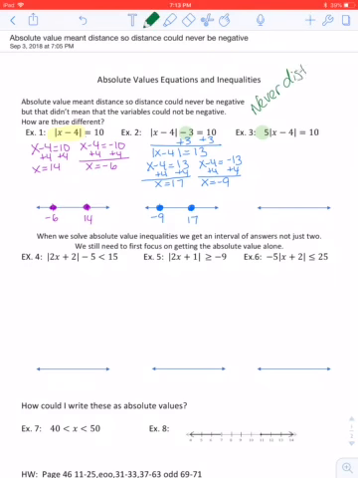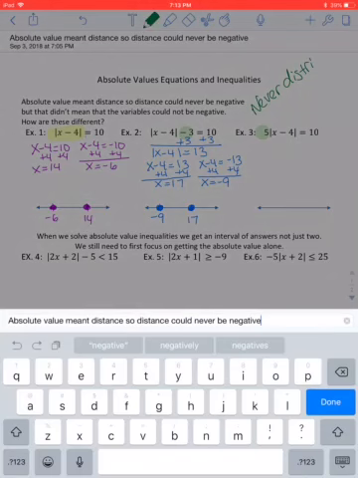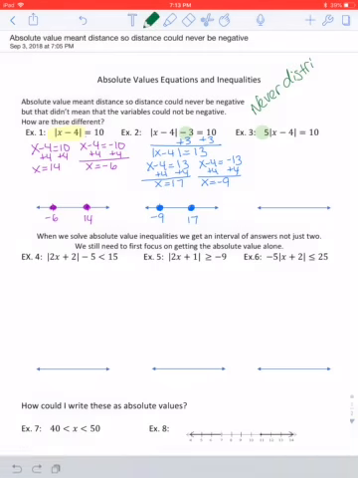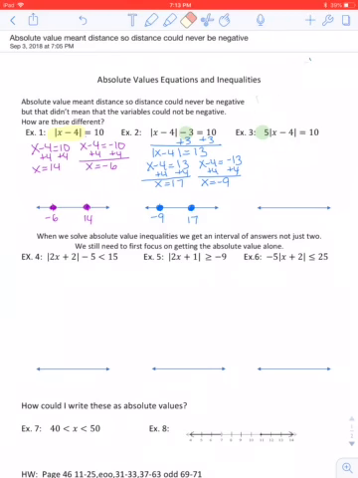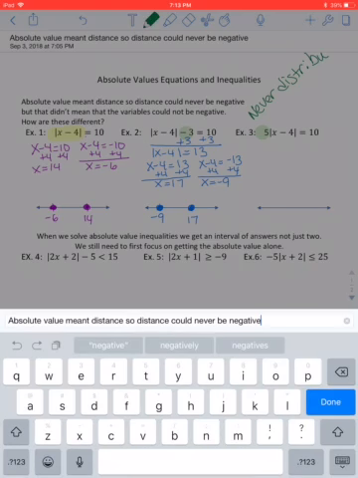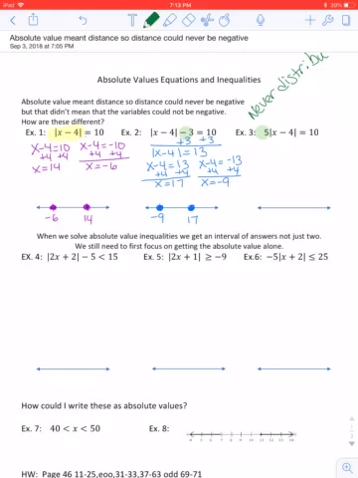distribute, oops, let's erase that. Oh, it's not letting me write up there.